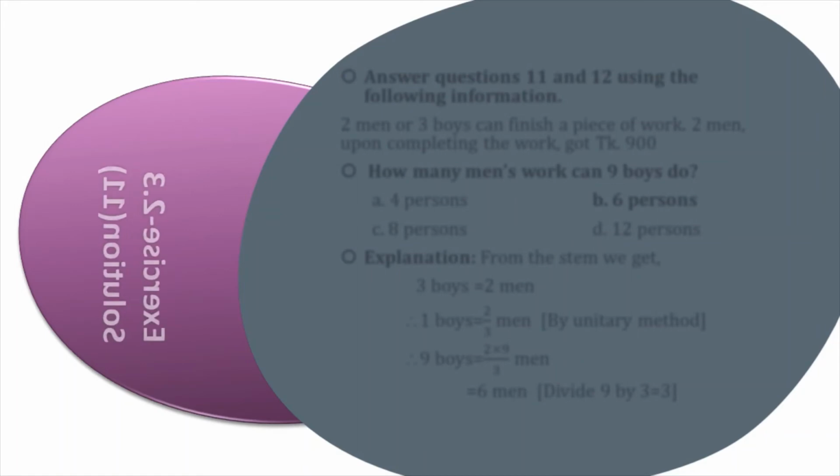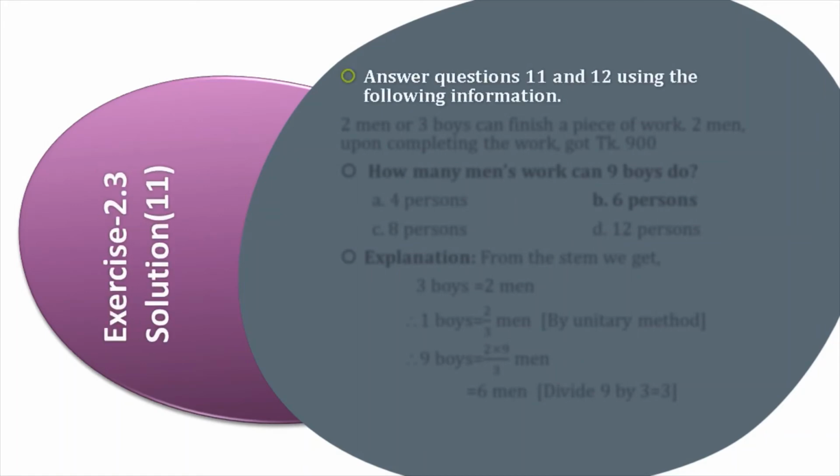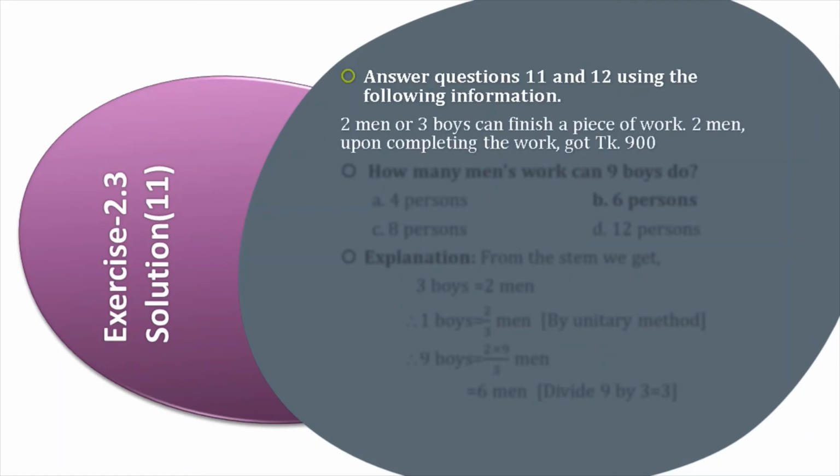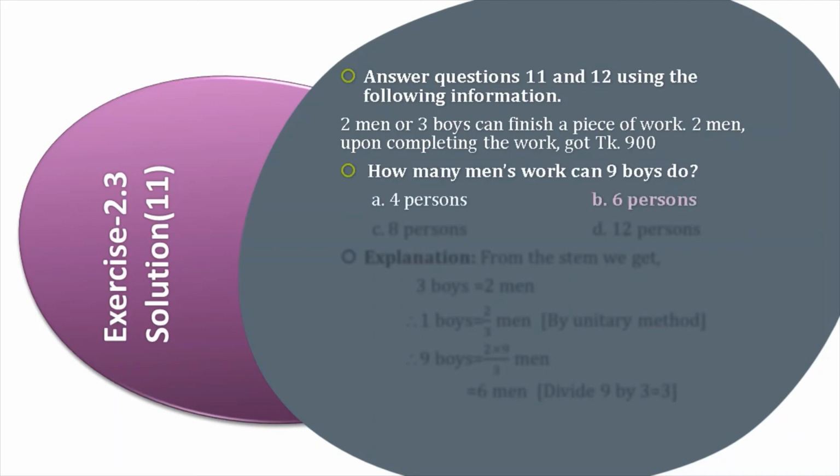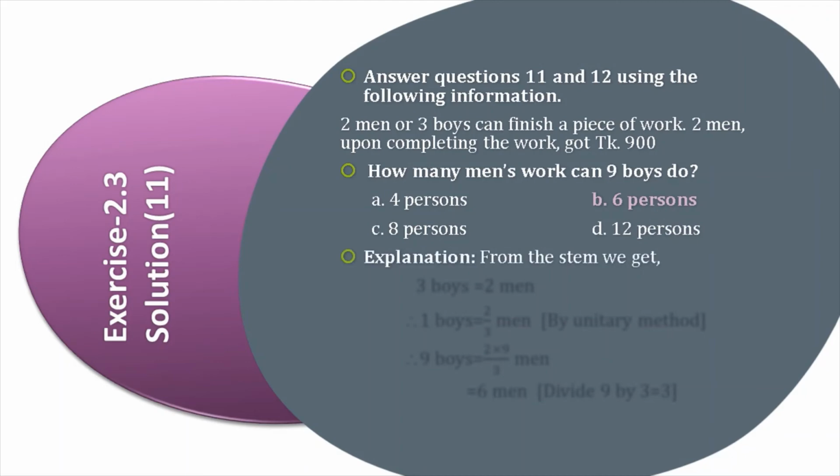So let us see the solution number 11. Answer questions 11 and 12 using the following information. So that is the information: 2 men or 3 boys can finish a piece of work. 2 men, upon completing the work, got taka 900. That is question number 11: how many men's work can 9 boys do? That is our desired options: 4 persons, 6 persons, 8 persons, 12 persons. As you can see the marked part, 6 persons is our desired answer. Let us see the explanation.